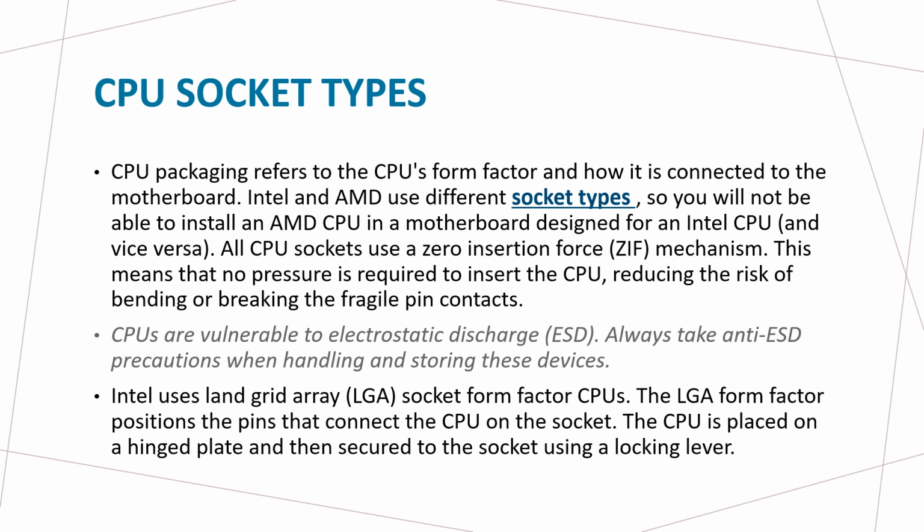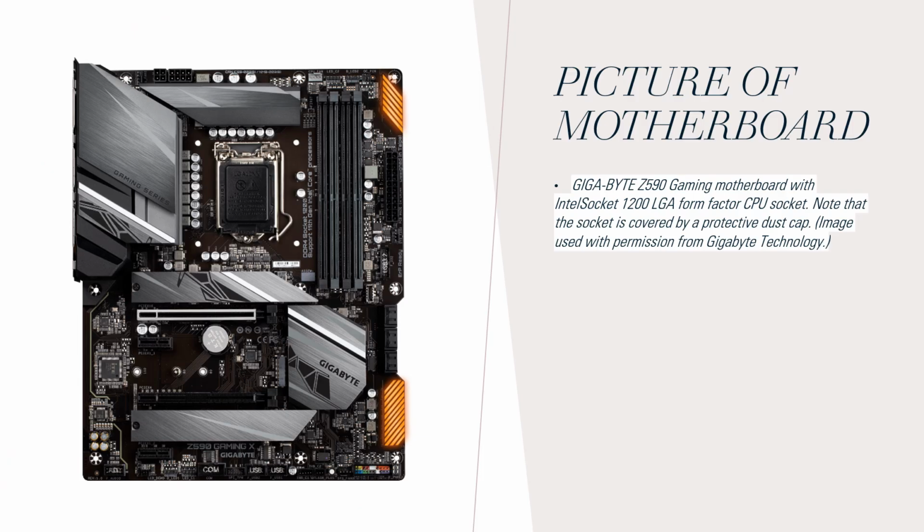Intel uses land grid array, LGA, socket form factor CPUs. The LGA form factor positions the pins that connect to the CPU on the socket. The CPU is placed on the hinge plate and then secured to the socket using a locking lever. So here we have a picture of a motherboard. This looks like it is an Intel, so this is only made for Intel. You see it has its clips, and it's much different from what AMD has.